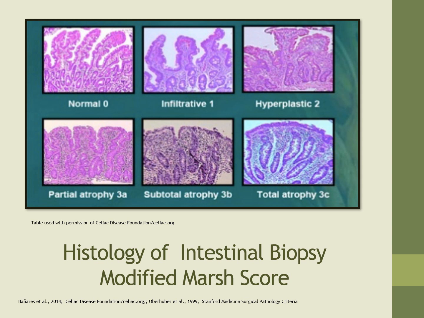Type 2 is rare, but may be seen in dermatitis herpetiformis. In type 3, the crypt hyperplasia and the villus atrophy indicate the presence of celiac disease.